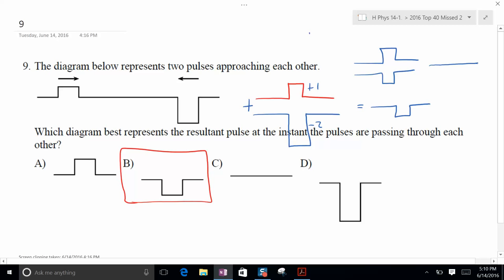It's important to remember both pulses live in the medium at the same time, but their energies add, and you can have the net result being an amplitude at a particular point of 0. But both energies are actually there. The superposition is all we can see. We can see what the string or whatever the medium actually does. But the answer to this question is B. Question 10.